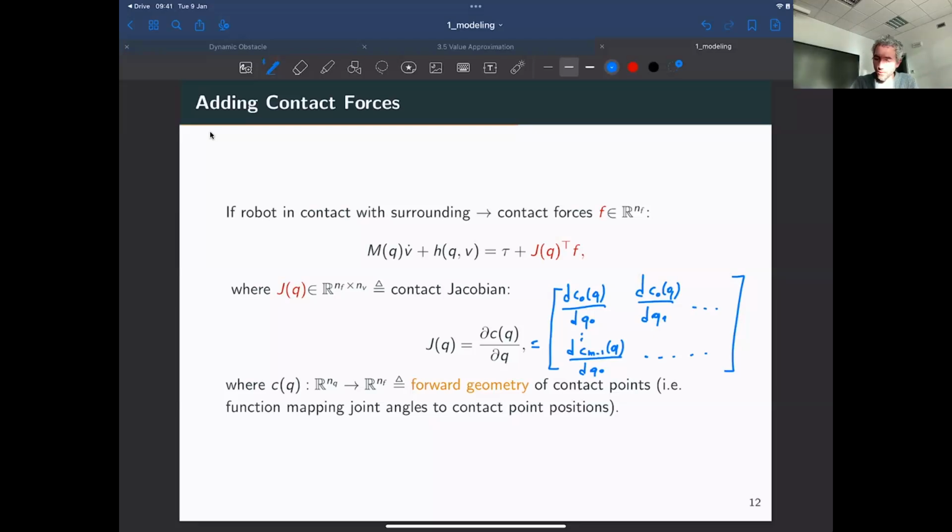So the size of this matrix is going to be NF times NV, because the dimension of C is the same dimension of F, so it's NF. And the dimension of Q instead is NV. Okay. So this matrix is not going to be squared in general. It's going to be a rectangular matrix. Typically, it's going to be a fat matrix, so more columns and fewer rows. And here, however, you need to use it as a transpose. So it's going to become a skinny matrix.